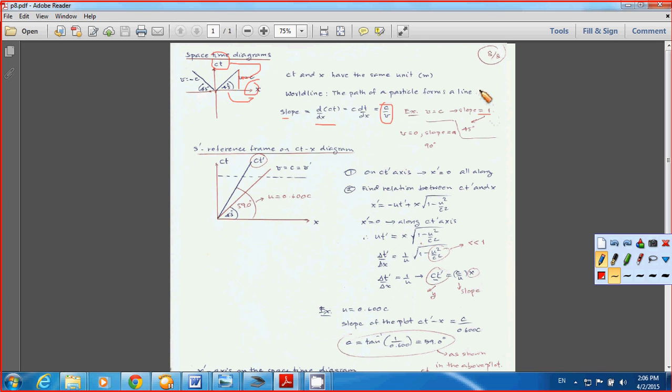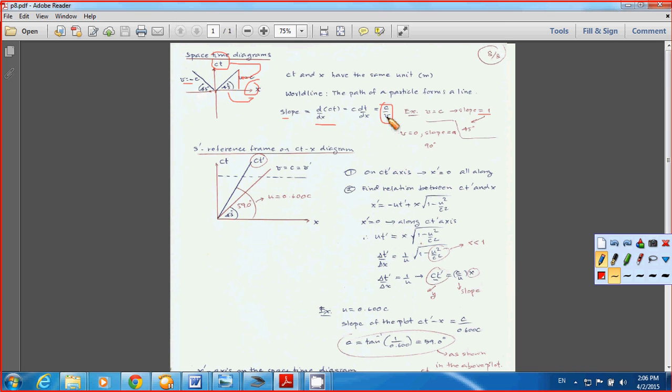The slope equal to tan theta. Tan theta equal to 1. Theta becomes 45 degrees. So that's why you have this plot. And on the other side, when you have v equal to negative c, the slope becomes negative 1, and you have tan of theta negative, so it looks like this one. The slope becomes negative here.